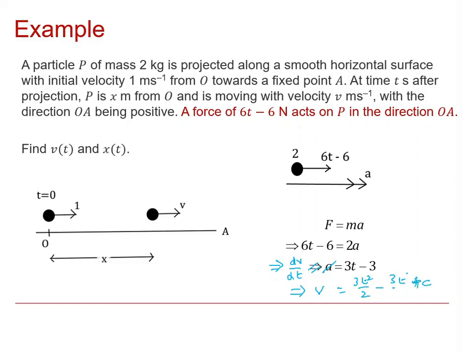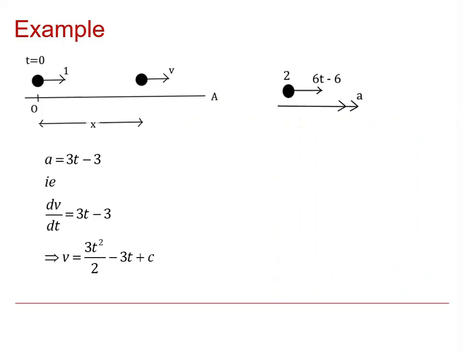So our next step is to work out what the constant of integration is. That will come from the initial conditions. When we've got t equals 0, we've got x is equal to 0. So looking at that, x is certainly 0, but v is equal to 1. That's the relevant issue in this case. So if we use that in the equation, it becomes apparent that c is equal to 1. So finally we can say that v is equal to 3t squared over 2 minus 3t plus 1. So that's our first step.